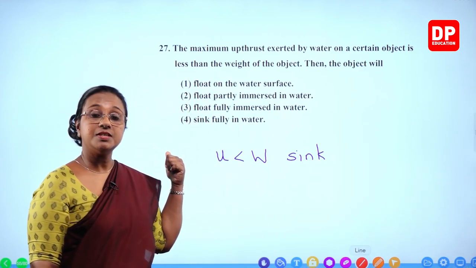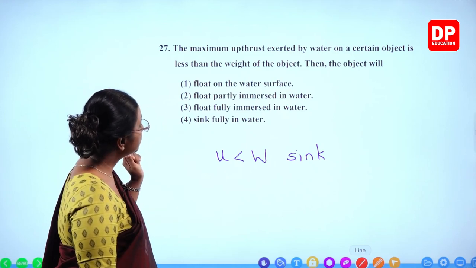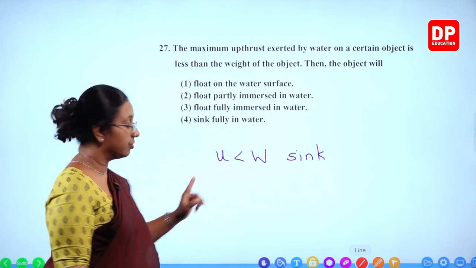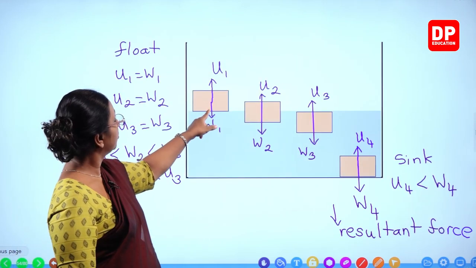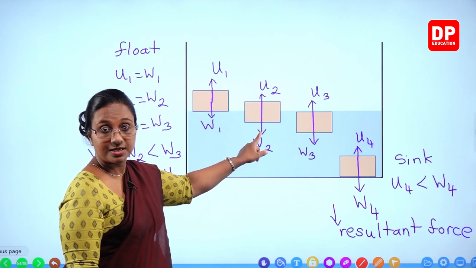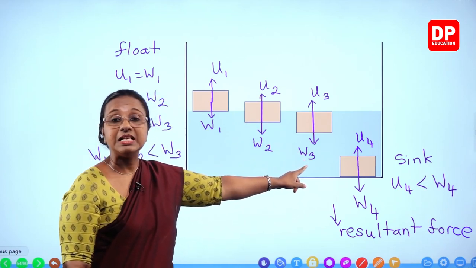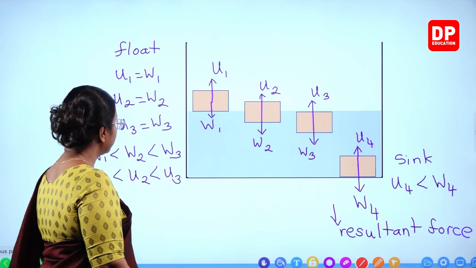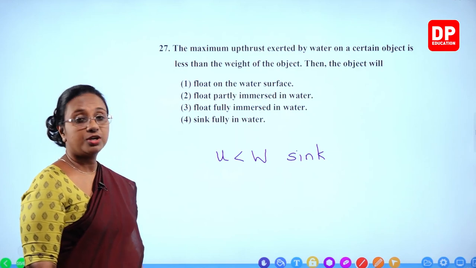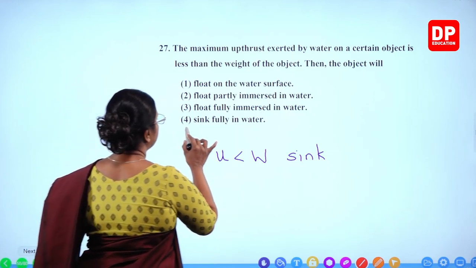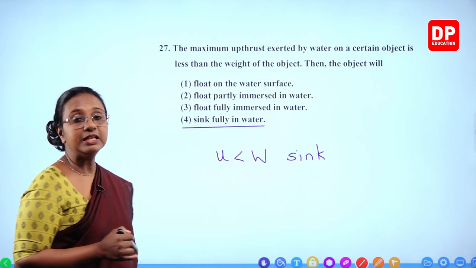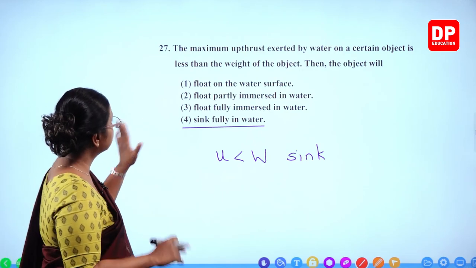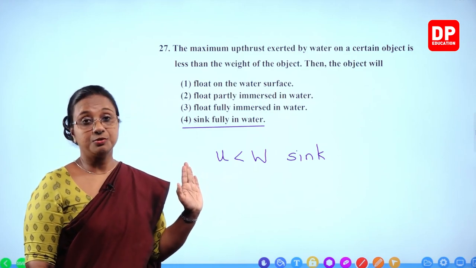Float on the water surface? No. Float partially immersed in water? No. Float fully immersed in water? That also? No. So here you can see float on the surface of water, floats partially immersed in water, floats completely immersed in water, all that upthrust equals weight. So then sink fully in water, that is correct. So the answer is sink fully in water. Do you all understand that concept? So that is the answer for the 27th question.